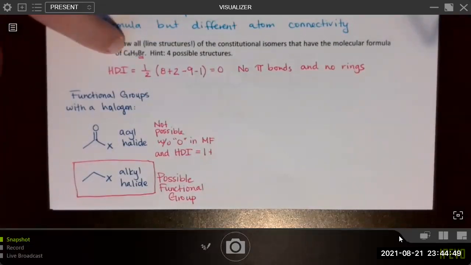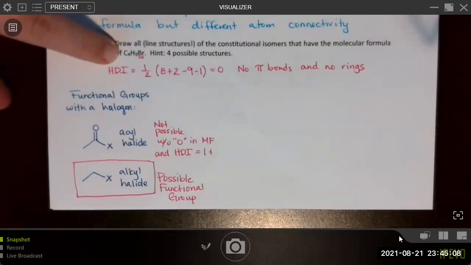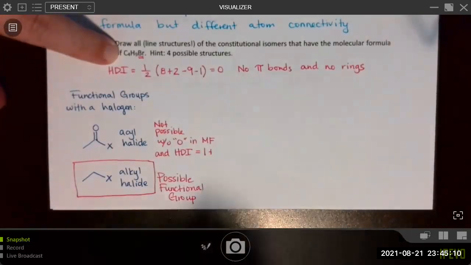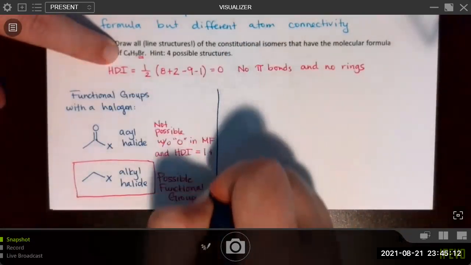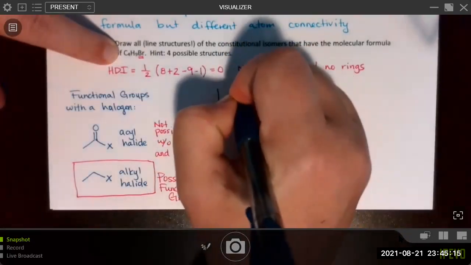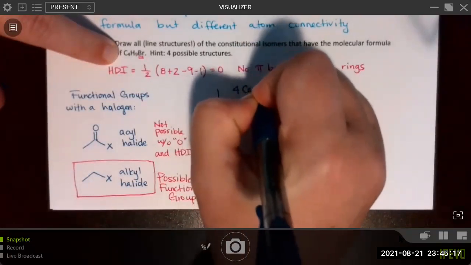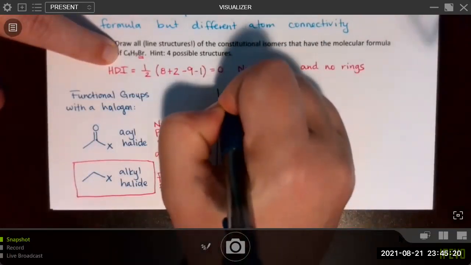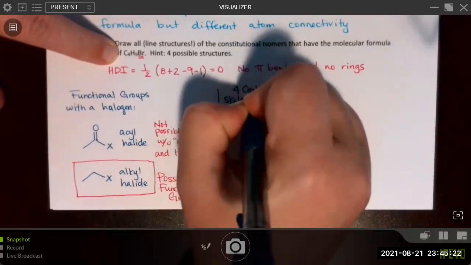The other thing I want you to think about when you're trying to draw these, and I know it might seem unnecessary for this particular one because there's only 4 structures, it's not going to be too difficult to come up with them. But what if there were like 20? Then it would start to become more difficult. So taking a systematic approach would be really important. With C4, I want you to think about the 4-carbon skeletal backbones, we call them.